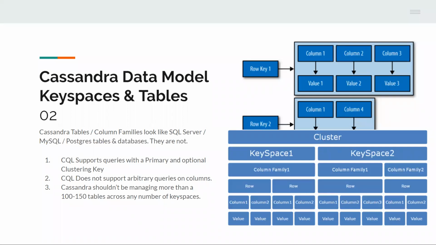Why would you do that? Well, sometimes a 5-row lookup table does not need to have its own table in Cassandra. That's a waste of resources, right? Those are the type of things that you could just put into one table for all of your lookup tables. We'll talk about that pattern as well.